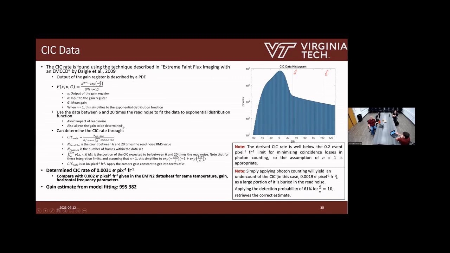So applying this, we're able to pull out a CIC rate of about 0.003 electrons per pixel per frame. And this compares well to the nominal 0.002 that we could expect from the data sheet for the same propagation we are running at. And we can also see that our gain estimate from this fitting process well approximates the nominal 1000 gain we applied, with a measured gain of 995.